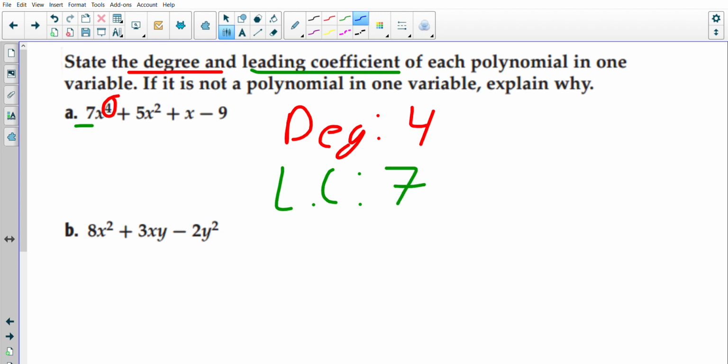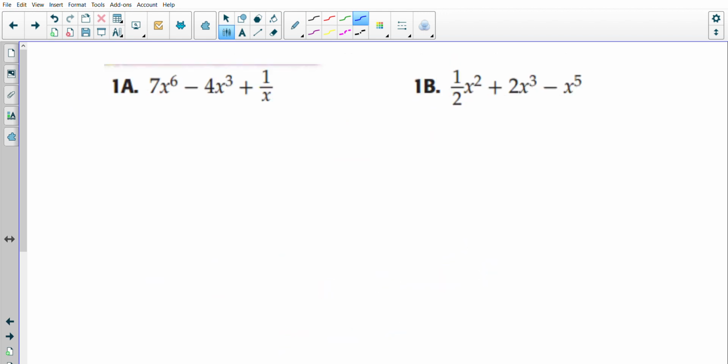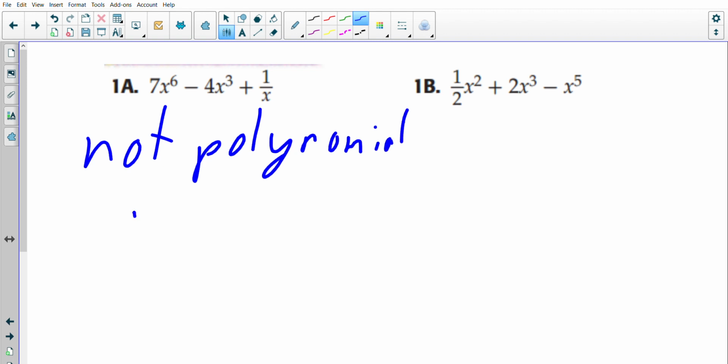All right. So next one, 8x squared plus 3xy minus 2y squared. Well, right there, you see two variables, not one variable. There is an x and a y, so it's that easy to identify. Okay, so 7x squared minus 4x to the third plus 1 over x. Well, this we have an x in the denominator. We can't have that, so not a polynomial.